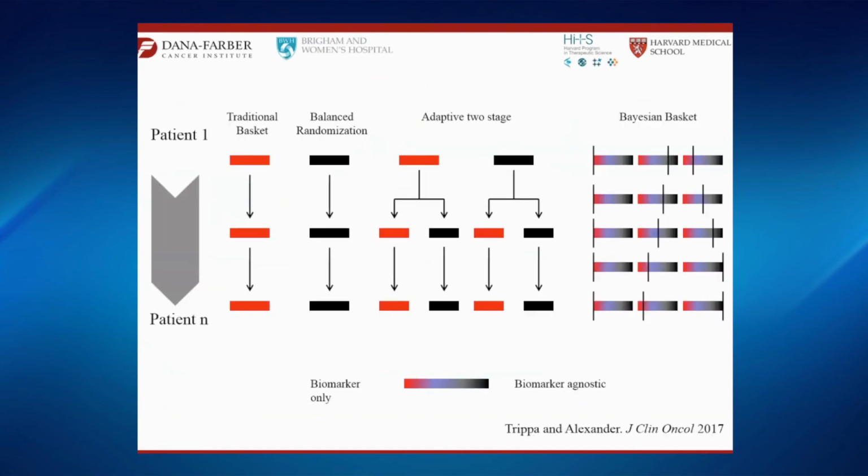So we thought about doing this design called a Bayesian basket, where you can have a traditional basket study that stays biomarker specific, or a balanced randomized study that is randomized the whole time. There's an adaptive two-stage design where you can make an interim assessment whether you want to stay biomarker specific or not. We thought, well, if we're doing it in a platform trial, why don't we make those decisions arm specific, based on the level of evidence of a biomarker specific therapeutic effect?